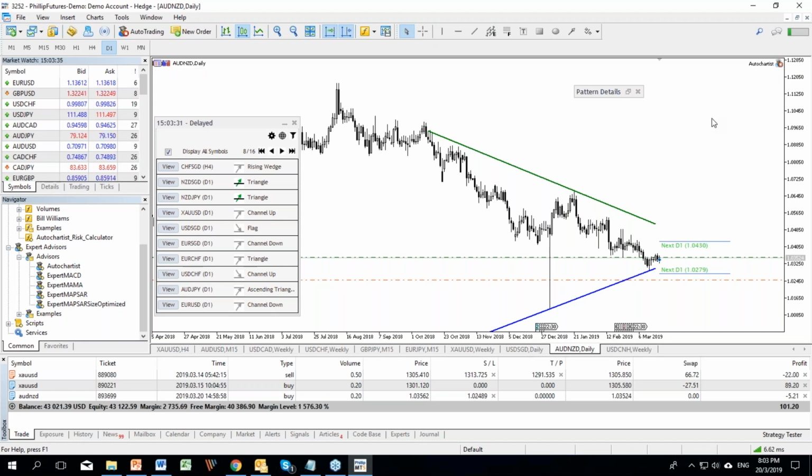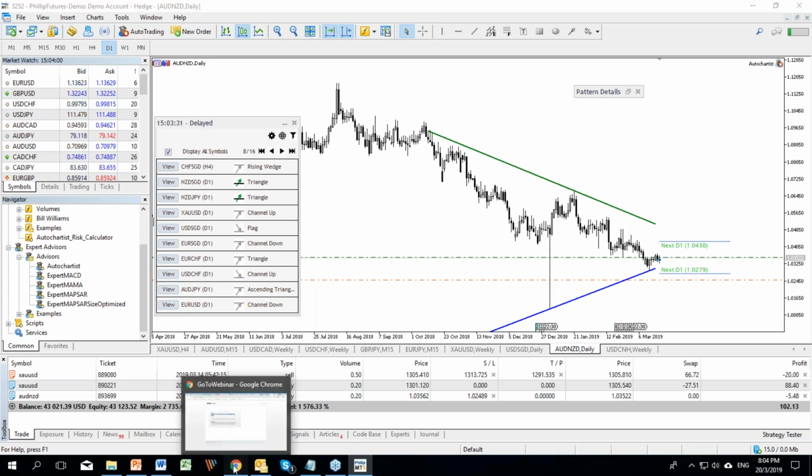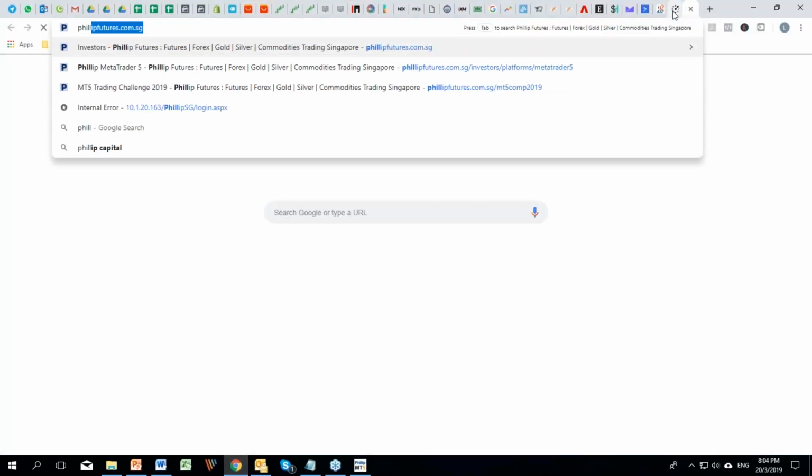Can you show how the Autochartist is being set up? So I think I've covered how you use it. As for how you can set this up, maybe just a quick demonstration of how you can download this. First and foremost, you need to have an MT5 demo or a live account with us in order to have this feature, Autochartist. So once you have requested a demo, let me take you through very quickly how you can download a demo on our website.